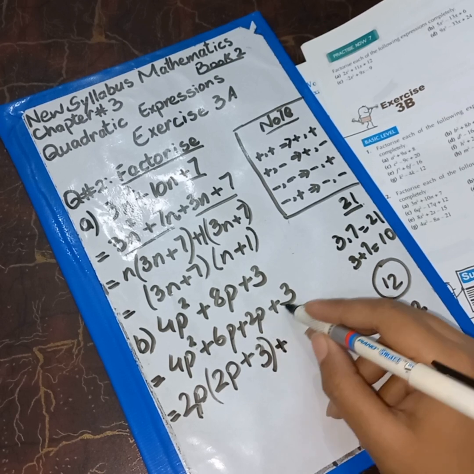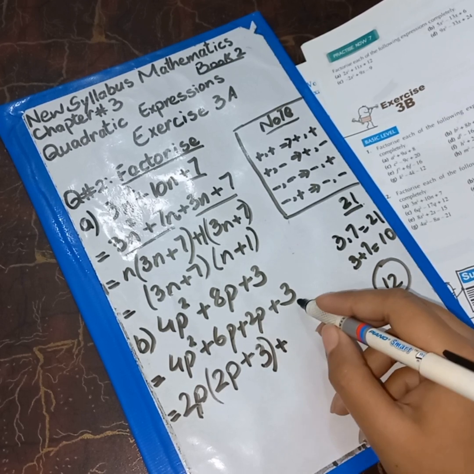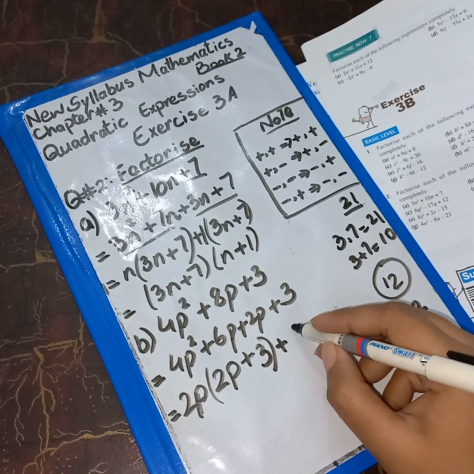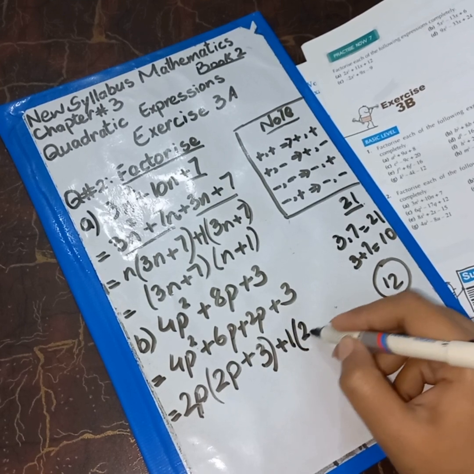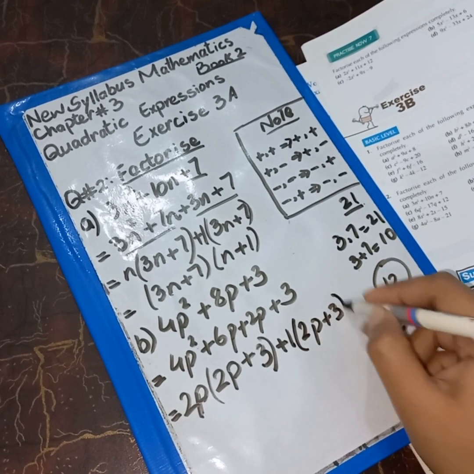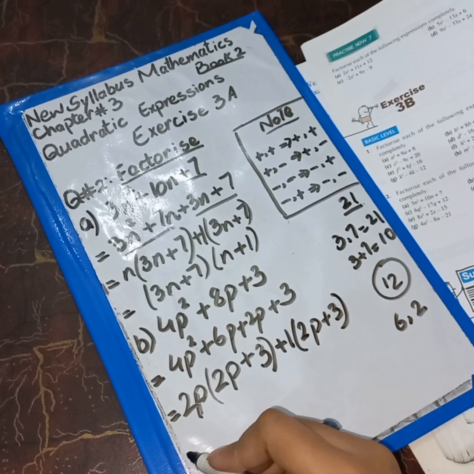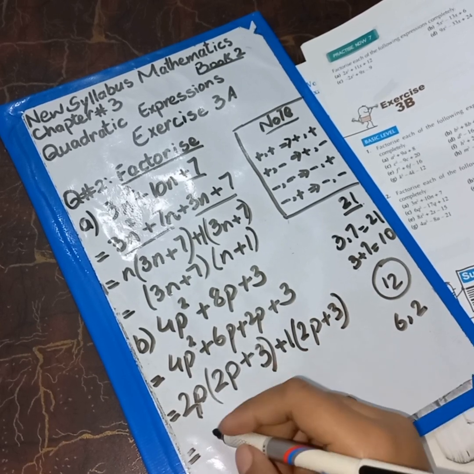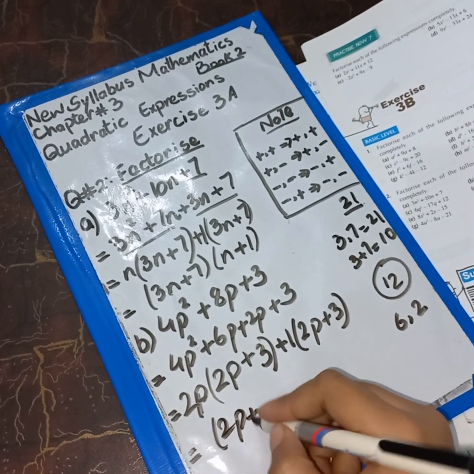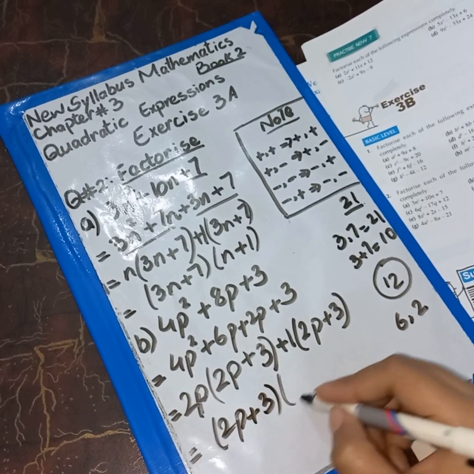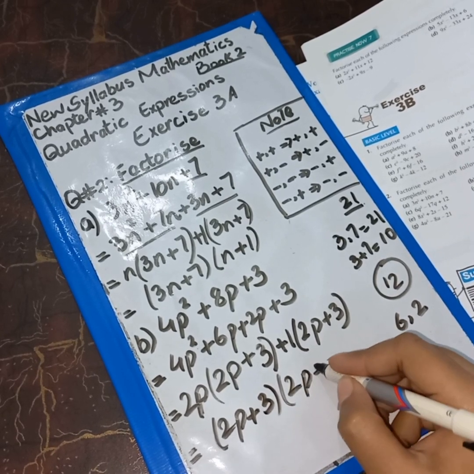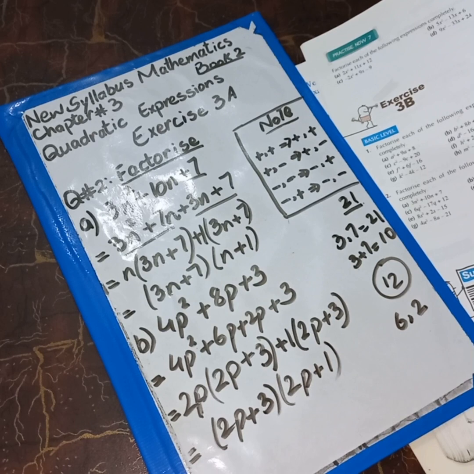As you can see, no factor is there, no variable is common among these two. So plus 1 will be common then. So 2p plus 3 will come here as it is. As they are common, same, then we will write together once and then the uncommon terms like this.